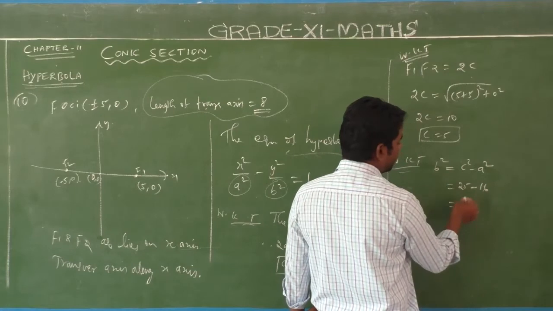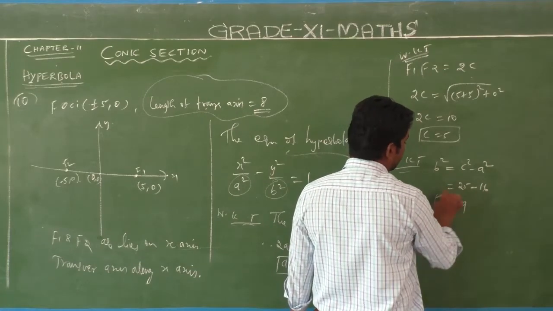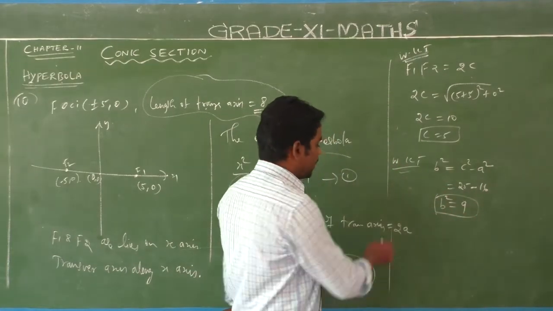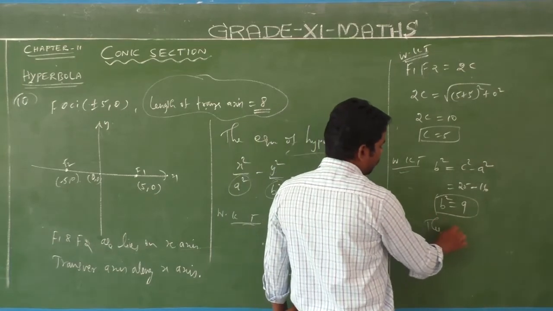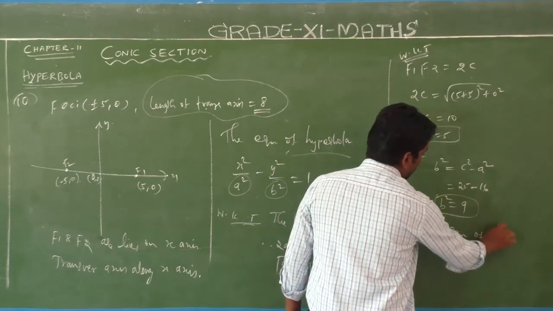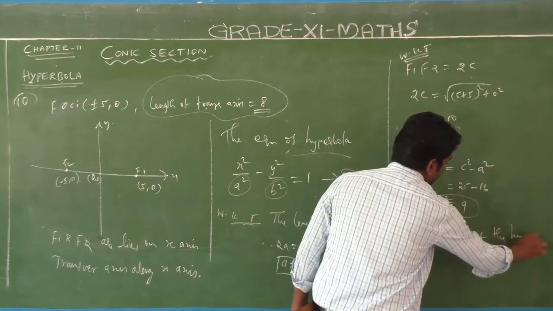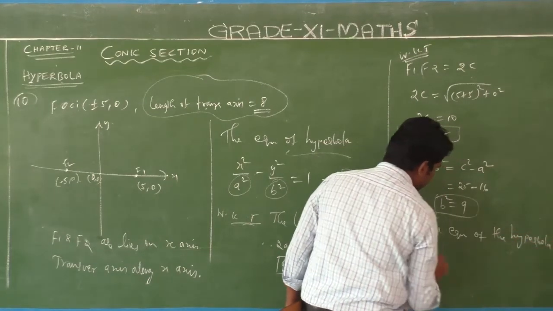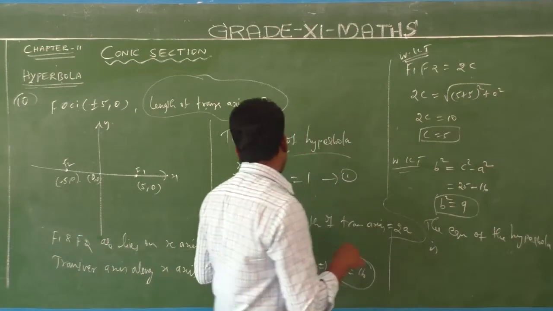So 25 minus 16 is 9. So b squared is equal to 9. So we need the equation of the hyperbola. Therefore, the equation of the hyperbola is, from equation 1, x squared by a squared.